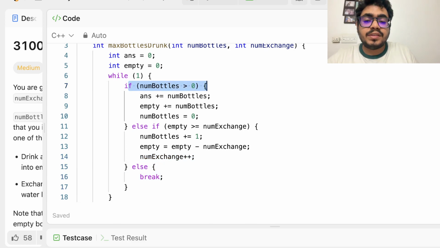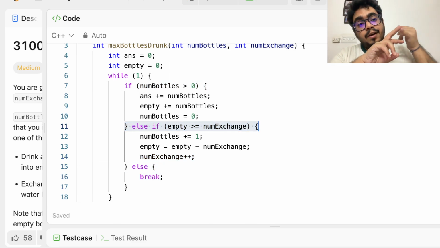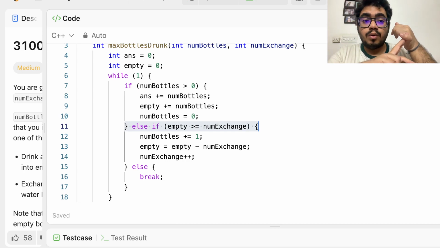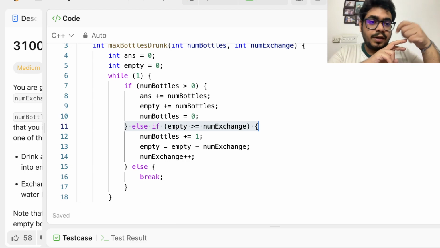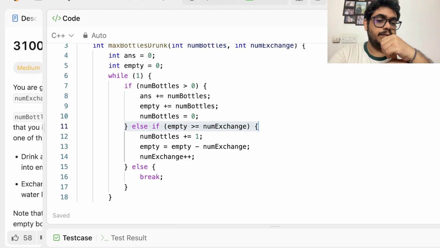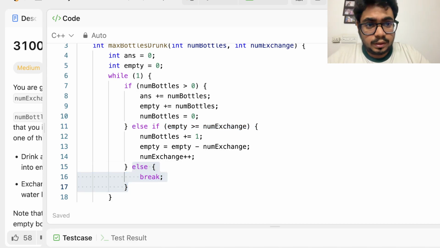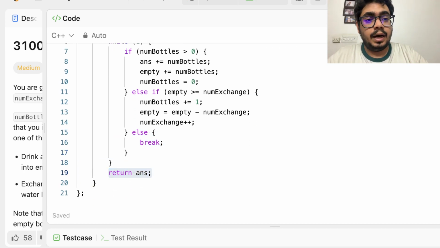Otherwise, if both of these are not true, that means we don't have full bottles, and the number of empty bottles that we have is less than the number that we can exchange one full bottle for. So in both scenarios, if both of them are false, then I'll return, or in a way break from this loop, and finally at the end I return the answer.